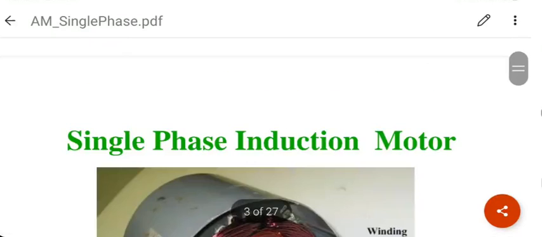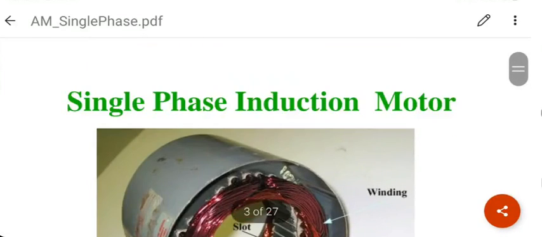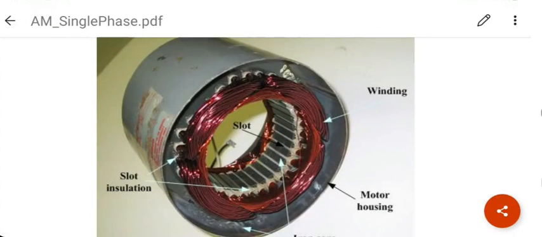Let me see how much I can talk about today. Anyway, the stator of this motor looks like this. Someday, if you go into a workshop which repairs ceiling fans, you may see things like that.